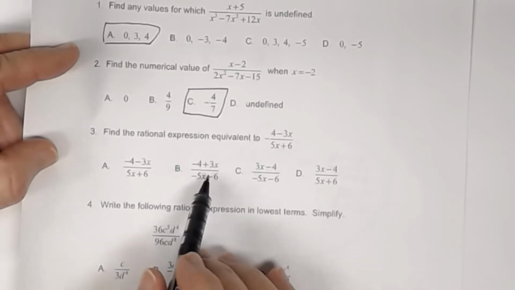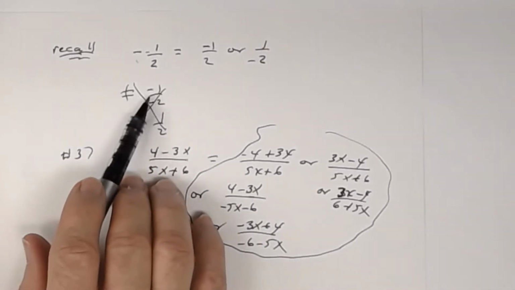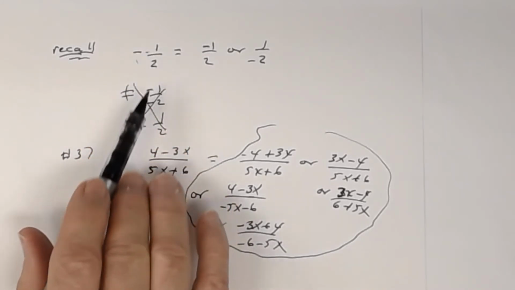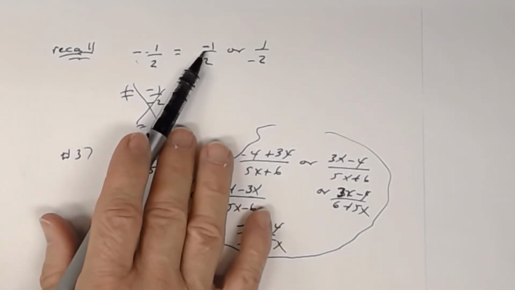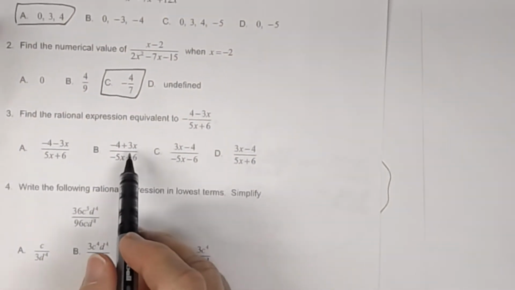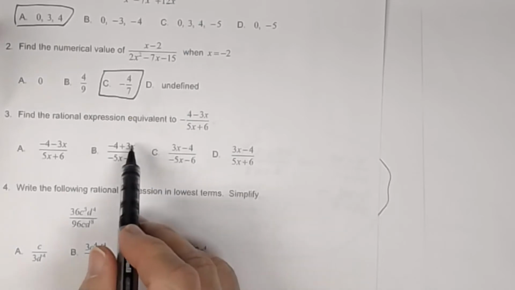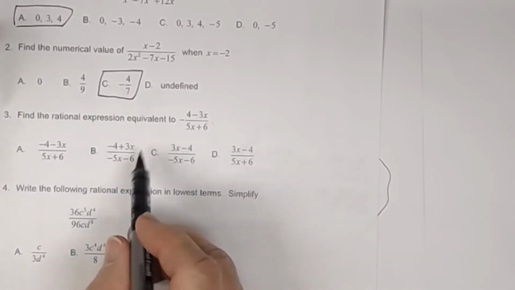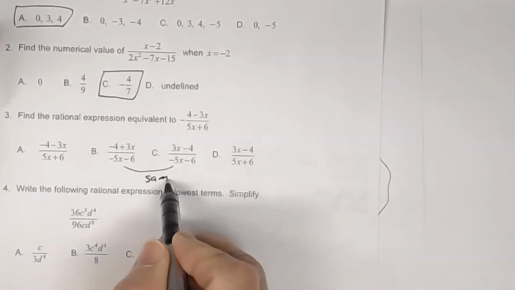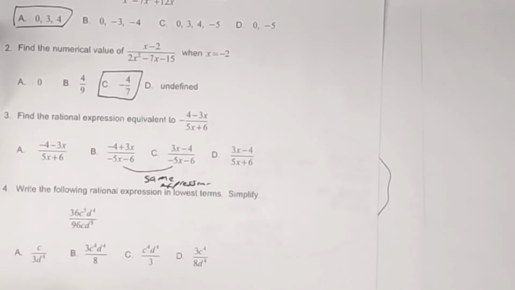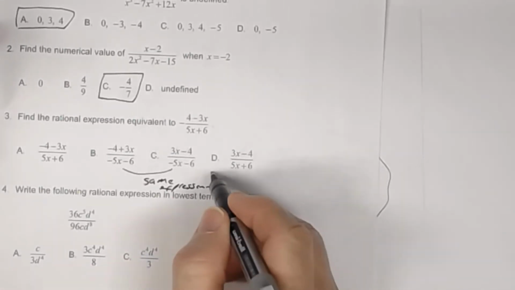So that cannot be true, because we just saw that this does not mean take the opposite of the numerator and the denominator. It means take the opposite of either the numerator or the denominator. And I just want you to notice that B and C are the same thing, aren't they? Negative 4 plus 3x is the same as 3x minus 4. Those are the same expression, just written in a different way. Okay? And so the answer is D.